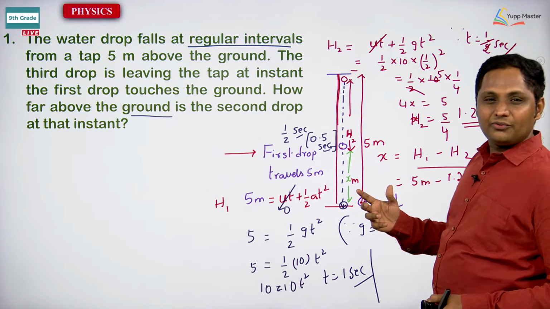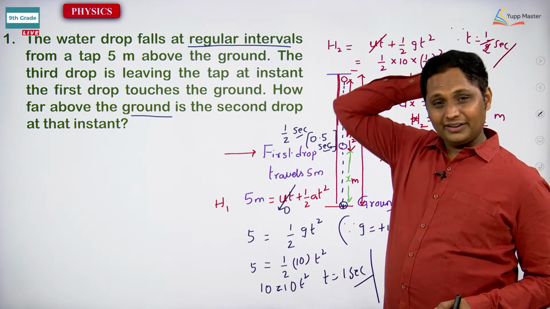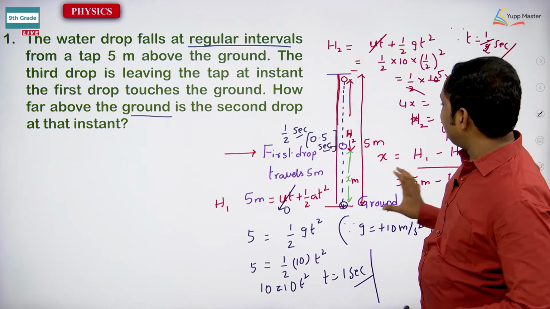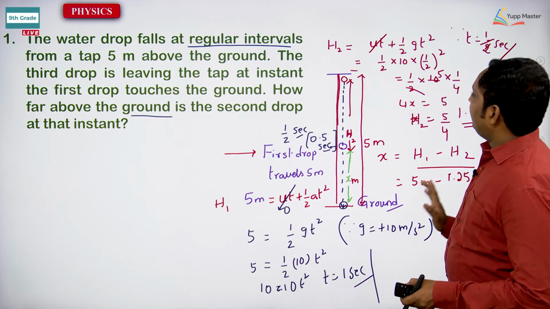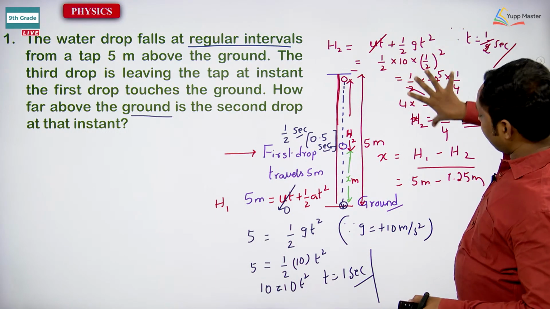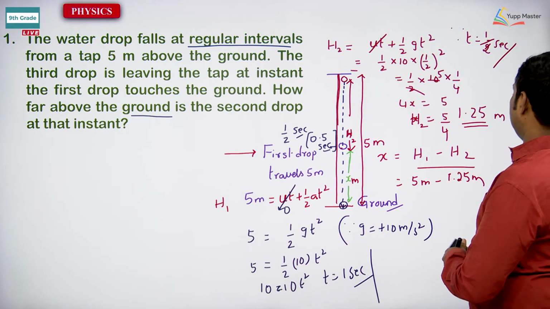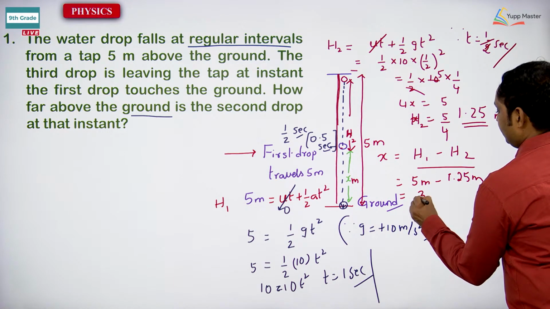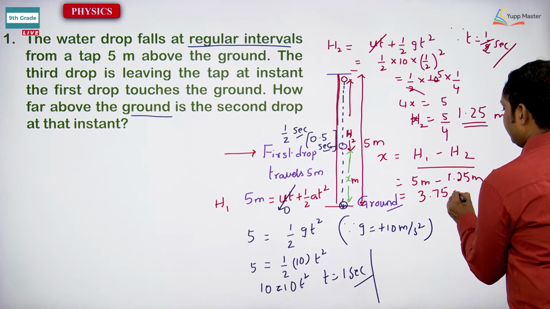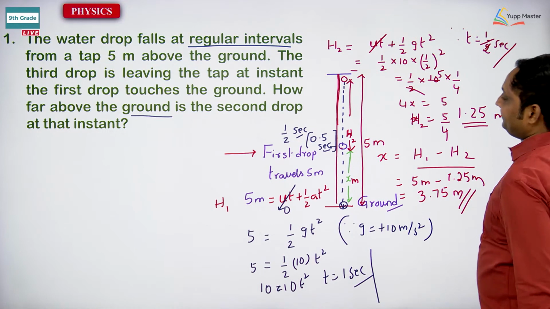At equal intervals of time, does it travel the equal distance? No, it has travelled h2 distance. We have taken h2, it is very clear, we have solved that one. You have to get that 3.75 meter, very clear.